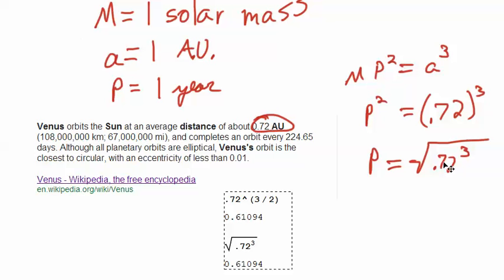Well, there's a couple of ways you could enter that. 0.72 to the power of 3 over 2, 3 halves. That's to the power of 3 and the square root. Here's the square root of 0.72 cubed. Either way, you get about 0.611 years.